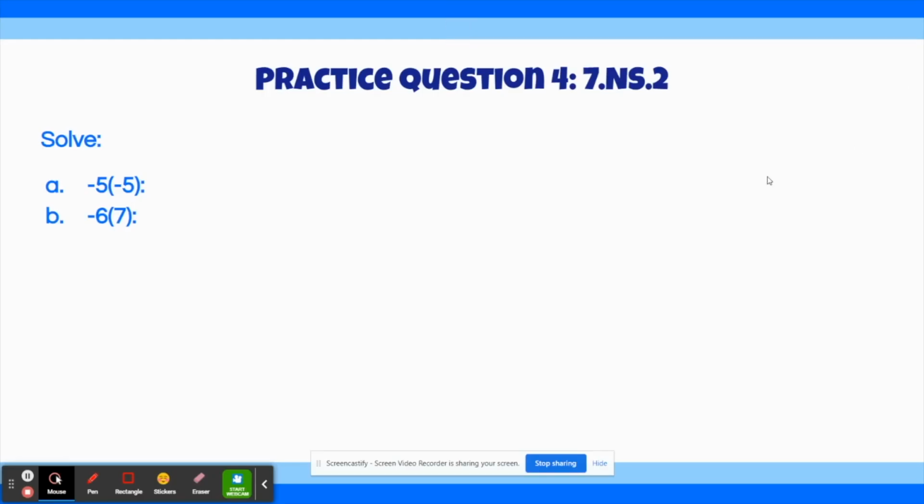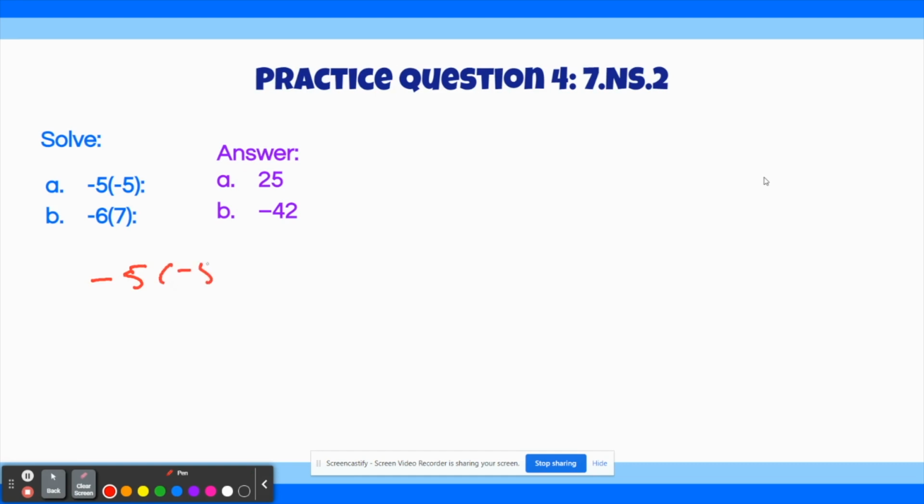Okay, so the answer to part A was 25, and the answer to part B was -42. So both of these are just simple multiplication problems. The first one is -5 times -5, and we already know that since we are multiplying two negatives by each other, we're going to have a positive, and 5 times 5 is just 25. So that's the answer to part A.